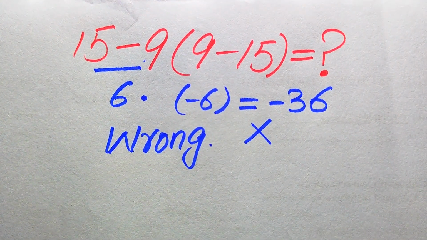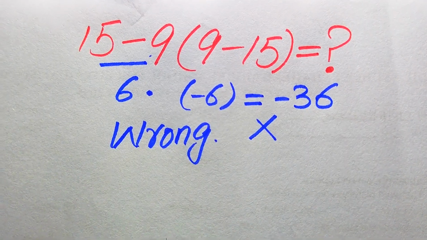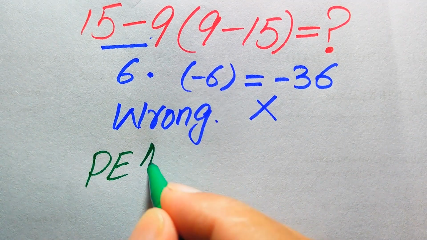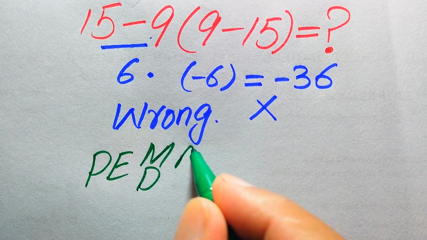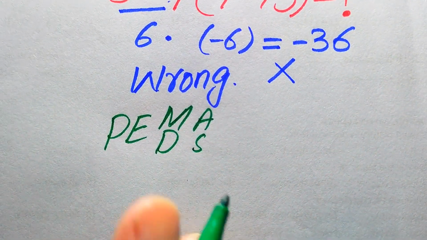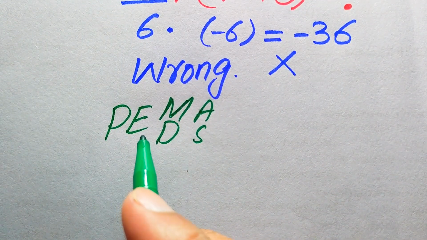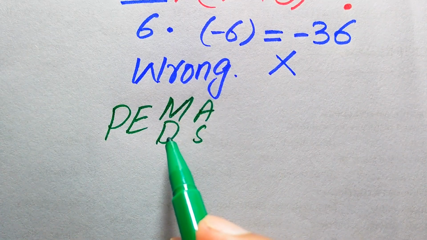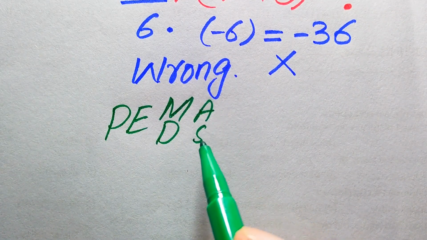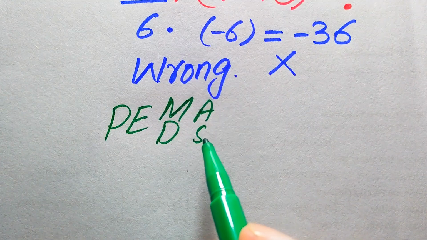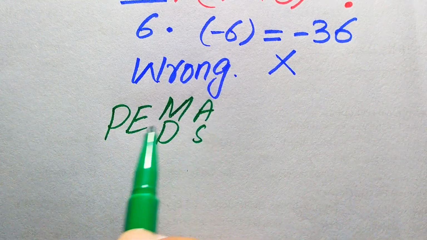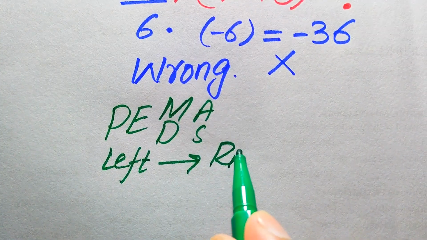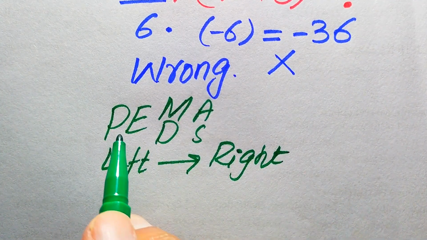In these types of problems, we use the PEMDAS rule. You very well know about the PEMDAS rule. Here P stands for parentheses, E stands for exponents, M stands for multiplication, D for division, A stands for addition, and S stands for subtraction. So we obey the order of operations from left to right. Now we start the solution from left to right.